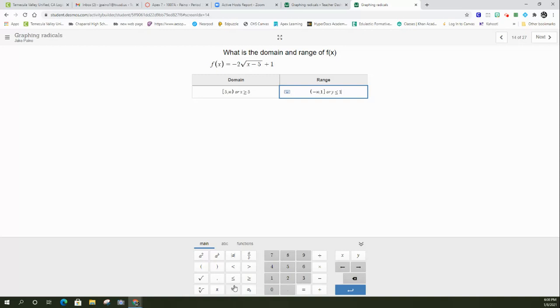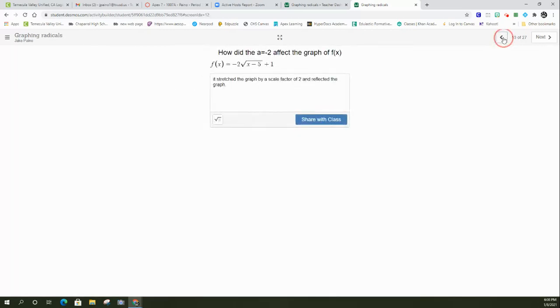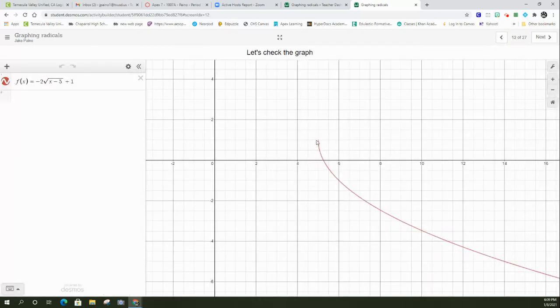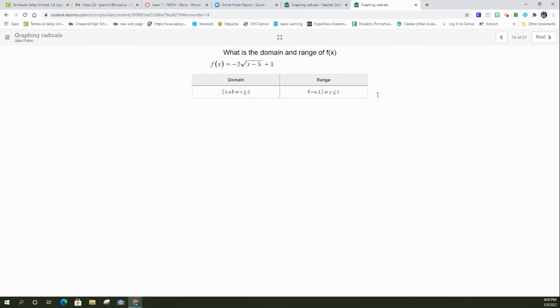So let me jump back to that graph so you see that. The highest point is 1, and everything is below it. So the range is all real numbers less than or equal to 1. And that's how I got my answer there for the range.